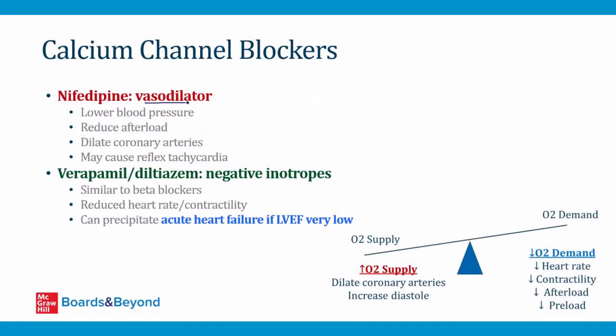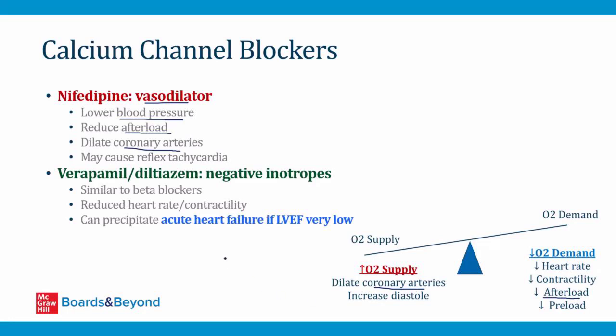Nifedipine is primarily a vasodilator. It can be used in the treatment of hypertension because it lowers blood pressure. But because it's a vasodilator that reduces blood pressure, it also reduces afterload on the left ventricle, and this is one of the things that's good for stable angina because it reduces oxygen demand. It also has some properties where it dilates coronary arteries, and this can increase the blood flow to the myocardium, and that's also good for stable angina.